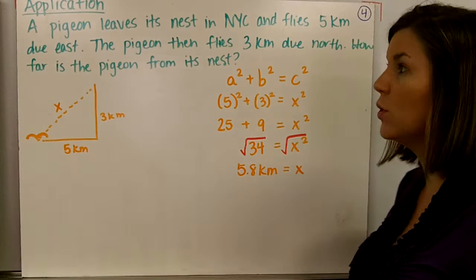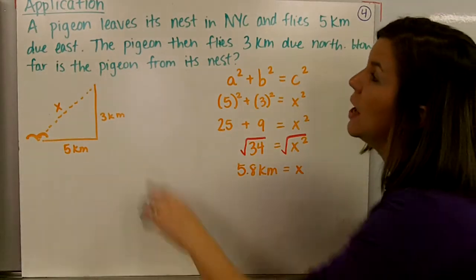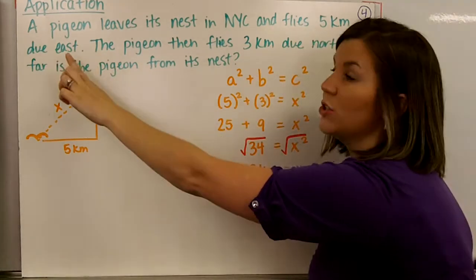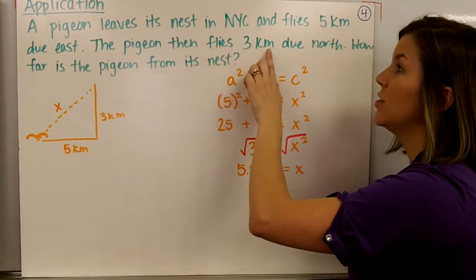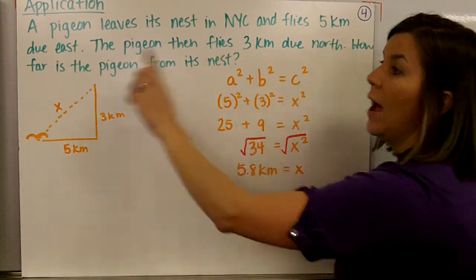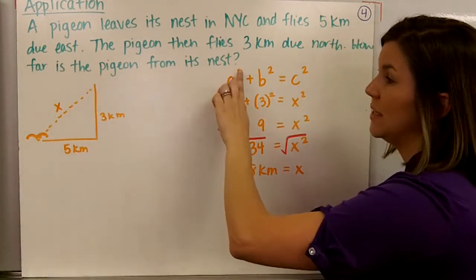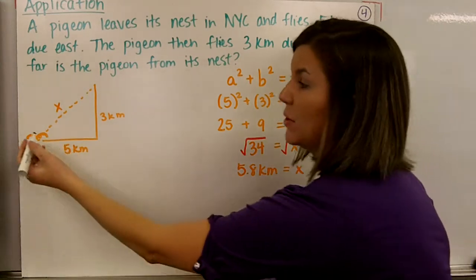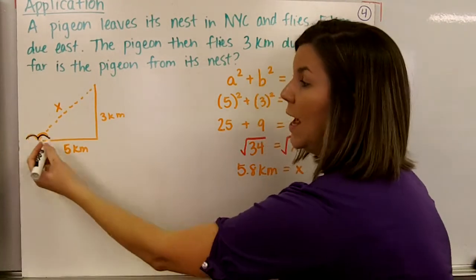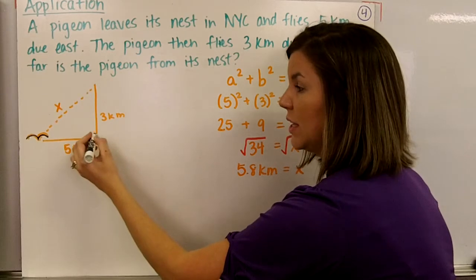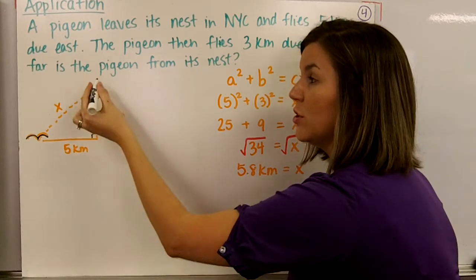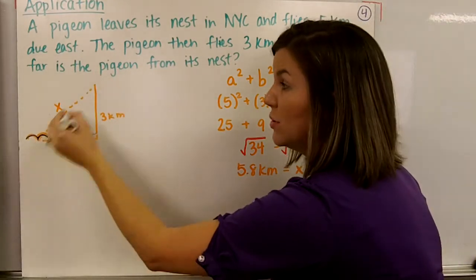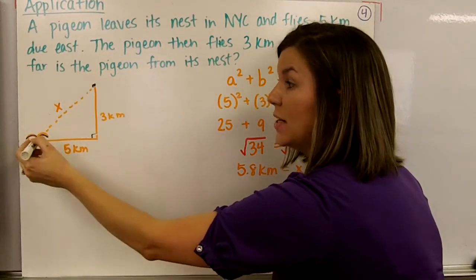Application. So here's a word problem involving the Pythagorean theorem. A pigeon leaves its nest in New York City and flies 5 kilometers due east. The pigeon then flies 3 kilometers due north. How far is the pigeon from its nest? So I've drawn a diagram so that you can see what has happened. Here's the pigeon, and it flew 5 kilometers east, 3 kilometers north. And we're asked, how far is the pigeon from its nest? So now the pigeon is here, and it started here.